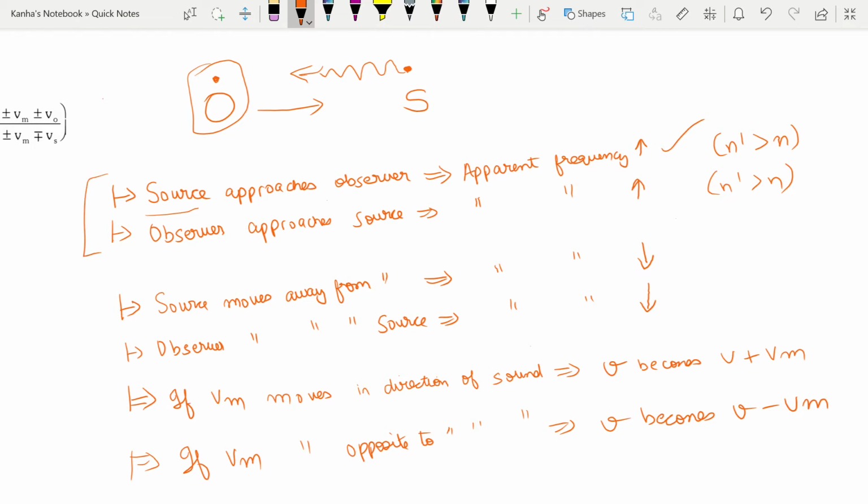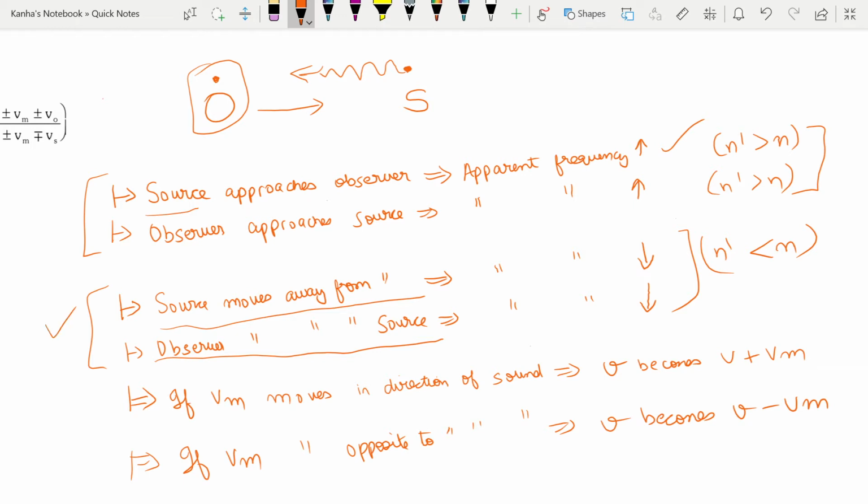So from here you can easily see that as the relative distance between these two is decreasing, your frequency is increasing. What is the next case? Now I will increase the distance between them. So my source is moving away from the observer, or my observer is moving away from the source. In both cases, my apparent frequency is less than my actual frequency. So whatever I am going to experience has a lower frequency than the actual frequency. If the distance between the source and the observer is increasing with time, in that case my frequency will be less than the actual frequency.